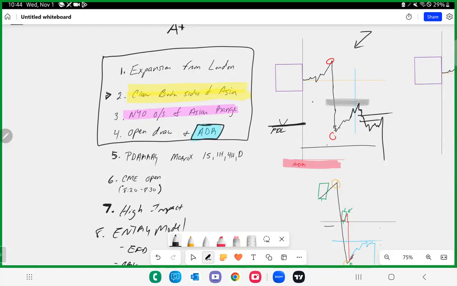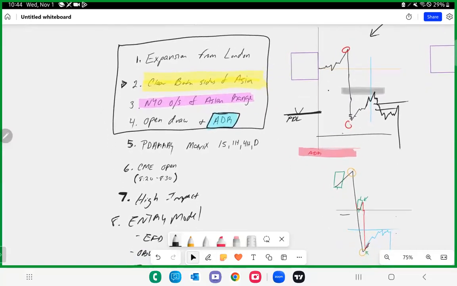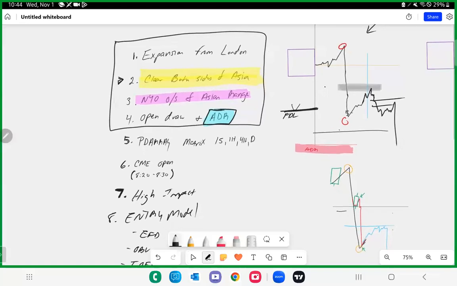We can keep it. That's not a deal breaker. We keep an eye on it. Of course, we want to know the high impact news, and then we move to the entry model. We keep it literally that simple. You can literally print this out and put it on a piece of paper. This is New York. If you're trading New York, this is it.